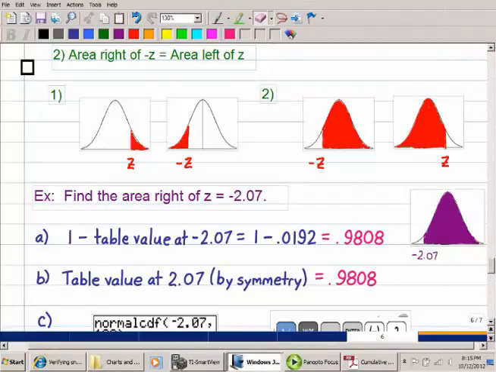Or, part B, you flip it over and change the sign. You change area right to area left. You change negative 2.07 to positive 2.07.